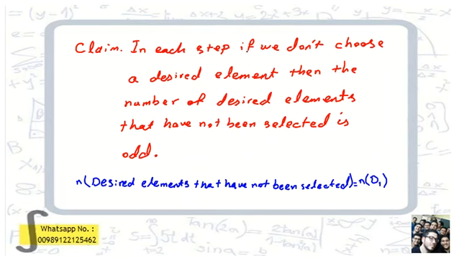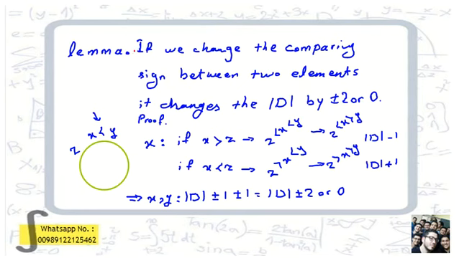Now we have another claim in each step. We want to prove if we don't choose a desired element, then the number of desired elements that have not been selected is odd. We define another term: the number of desired elements is n of d. But now we want to define another terminology, desired elements that have not been selected yet. We consider them d1 and the number of them n of d1. Now, we want to prove that if we don't choose a desired element, n of d1 is always odd. Before that, we consider a lemma.